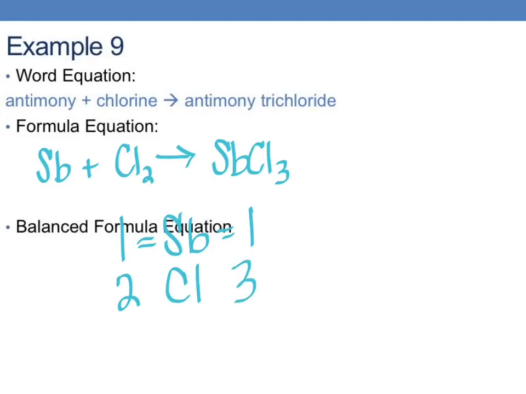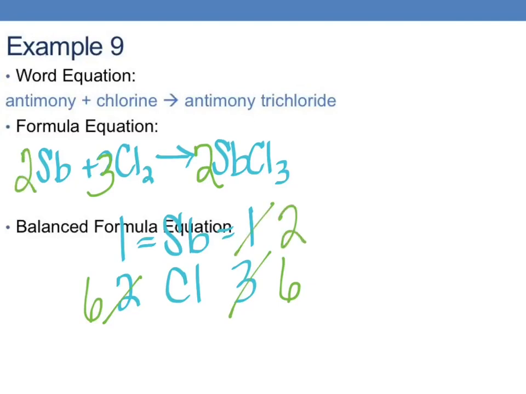So our SBs are good. Let's go do the chlorines. What is the common number between 2 and 3? 6. So we can multiply our Cl2 by 3. That gives me 6 of those. I go over here to SbCl3 and multiply it by 2. And that gives me 6 chlorines. But now my SBs are messed up. So now I have 2 SBs. So then I'm just going to do a 2 over here and change that to 2.